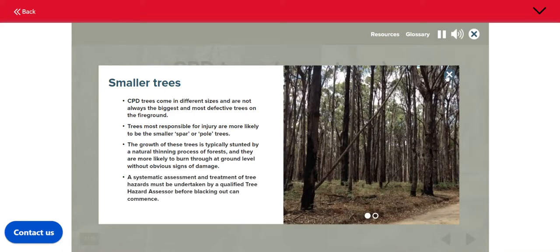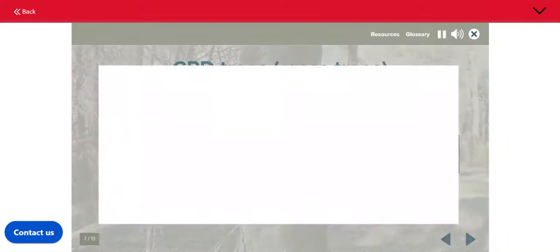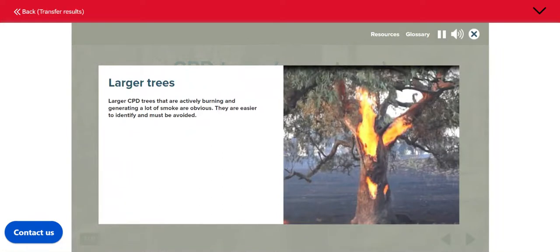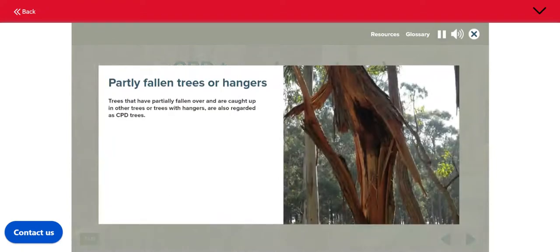A systematic assessment and treatment of tree hazards must be undertaken by a qualified tree hazard assessor before blacking out can commence. Larger CPD trees that are actively burning and generating a lot of smoke are obvious. They are easier to identify and must be avoided. Trees that have partially fallen over and are caught up in other trees or trees with hangers are also regarded as CPD trees.